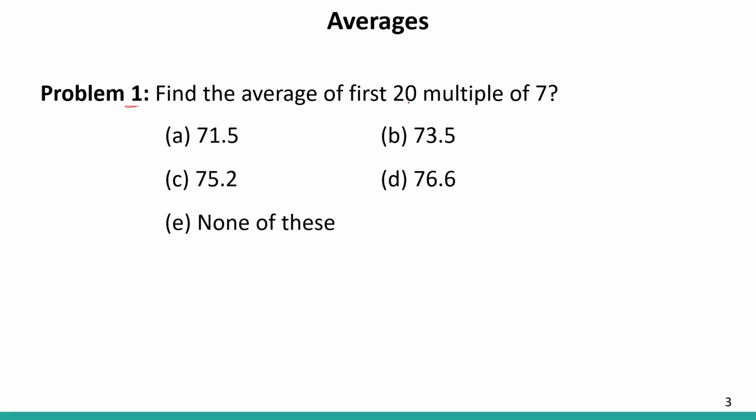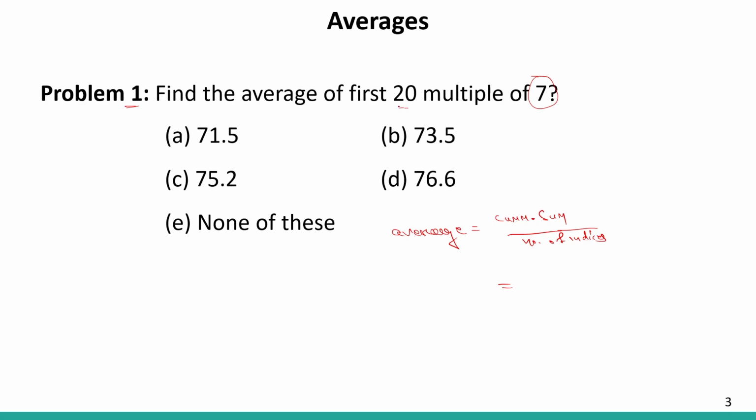Find the average of the first 20 multiples of 7. So it asks us to calculate the average of the first 20 multiples of 7. Before calculating, let's remember the formula for average. Average is equal to the cumulative sum divided by the number of indices, or number of numbers. So what will the cumulative sum be?